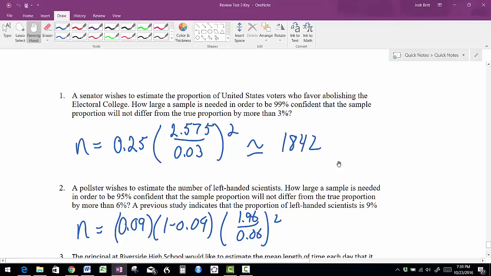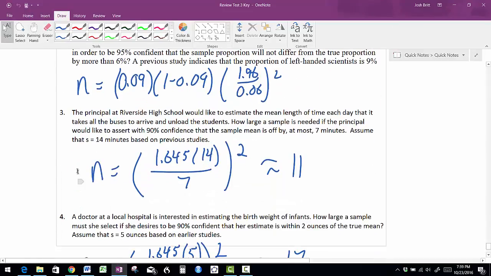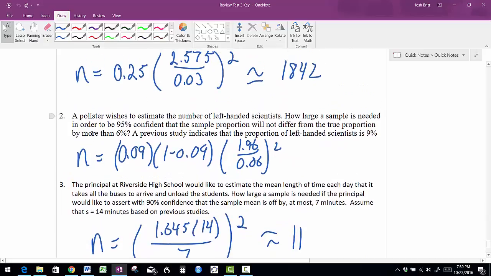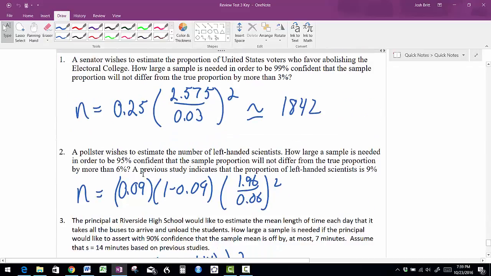All right, now if there is a prior estimate, like here it says previous study indicated, then you'll use p hat times 1 minus p hat times z alpha by 2 over margin of error, squared.